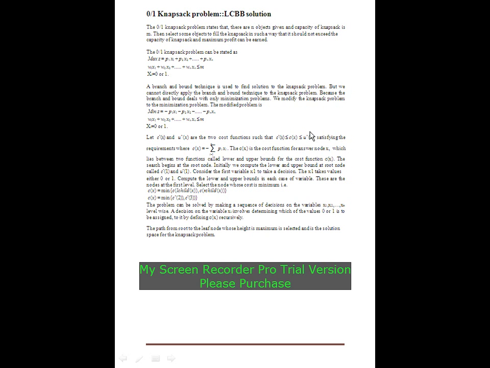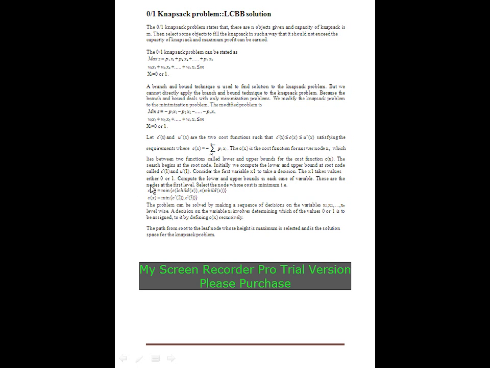So u of x, u dash x is the upper bound and c dash x is the cost. The c of x is the cost function for answer nodes, which lies between two functions called lower and upper bounds of the cost function. The search begins at the root node. Initially, we compute the lower and upper bounds at cost node called c-1 and u-1 and consider the first variable x1 to take a decision.